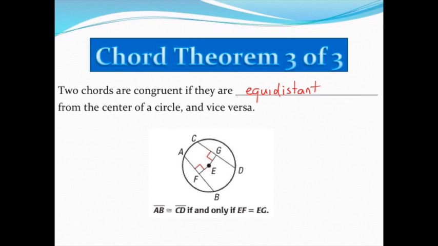Our final of the 3 chord theorems we've taken a look at is going to tell us 2 chords are congruent to each other if they're equidistant from the center of the circle. So using the diagram down here, let's talk about the tick marks we're going to see. To be equidistant means, of course, the same distance.